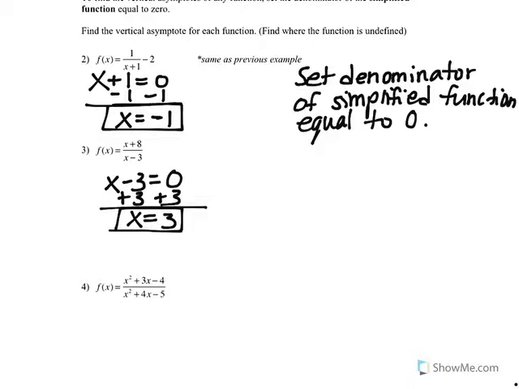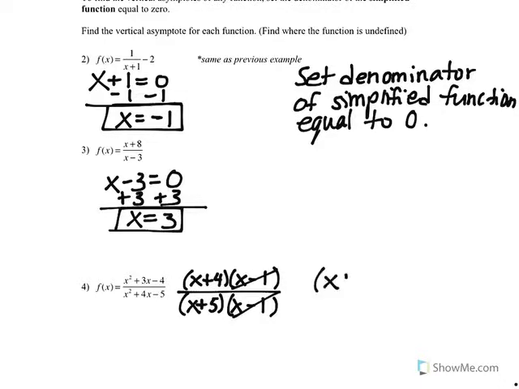Now in our last one, we do want to just check and see if we can factor and cancel, so let's do that. On the numerator, we would do 4 and 1, positive 4 and negative 1. On the denominator, we would do 5 and 1, also positive, negative. So we do have something that cancels out, and our simplified function comes out to x plus 4 over x plus 5.